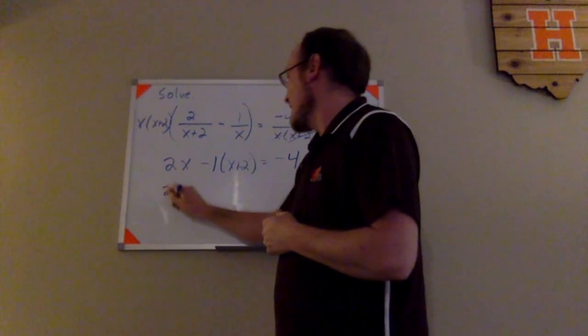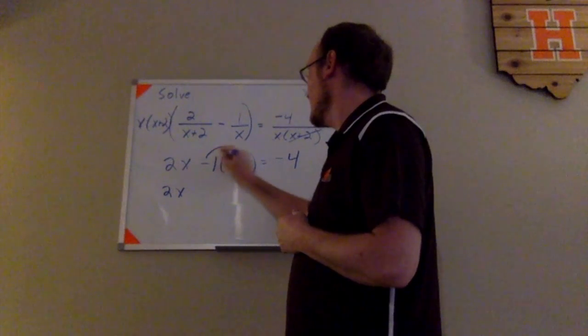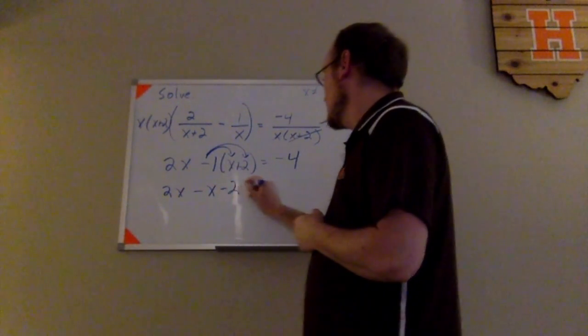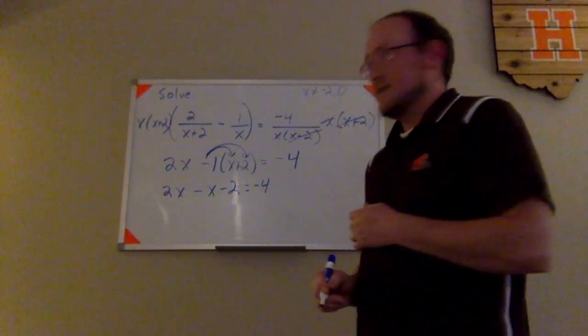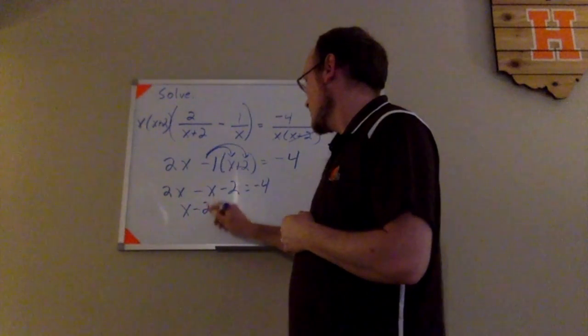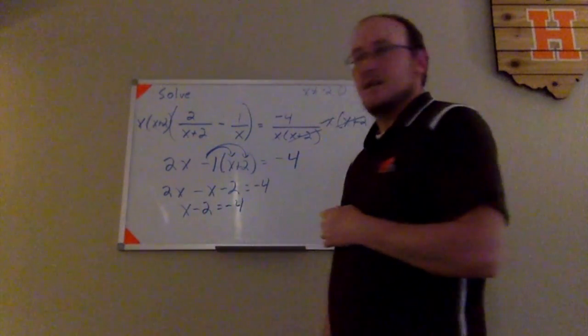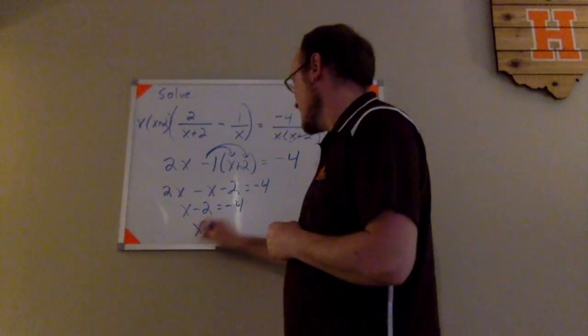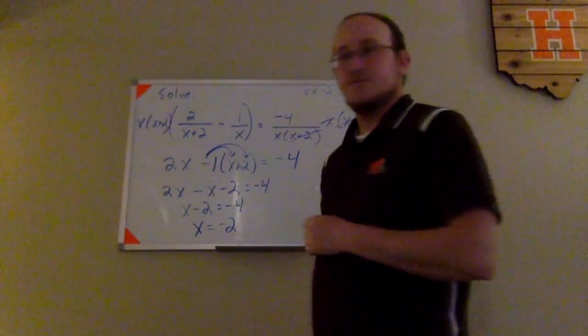Here I have 2x. Go ahead and distribute my -1 into both of these to get -x minus 2 equals -4. Combining my like terms right here, I have x minus 2 equals -4. And then finally, adding 2 on both sides will leave me with x is equal to -2.